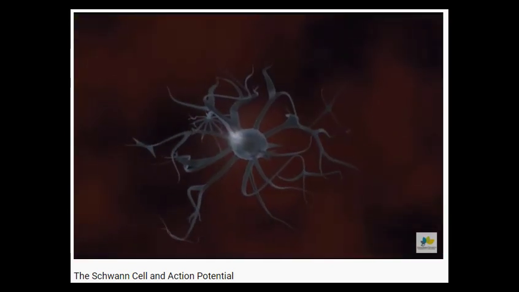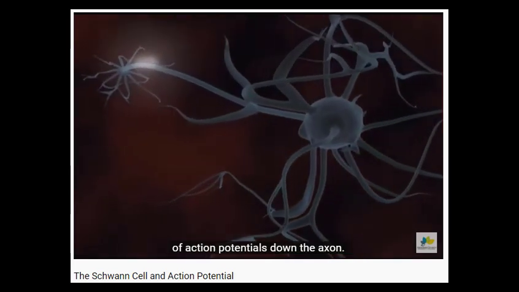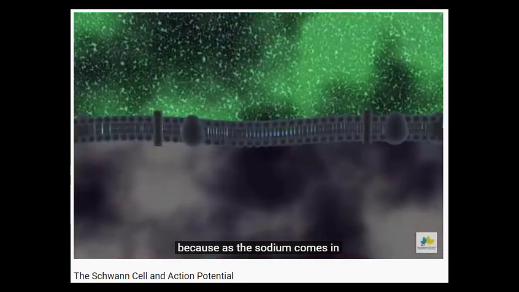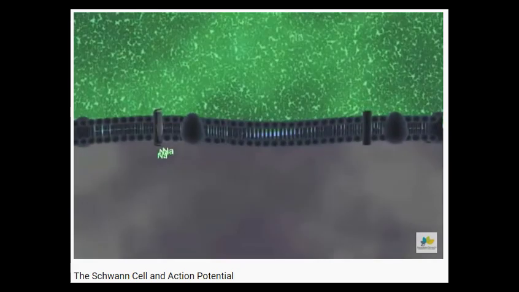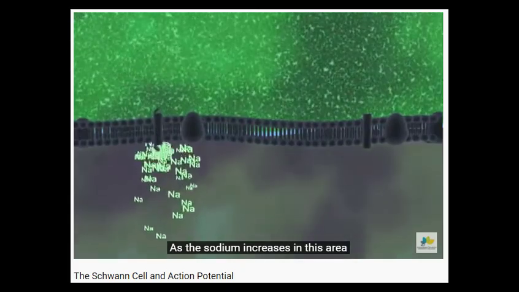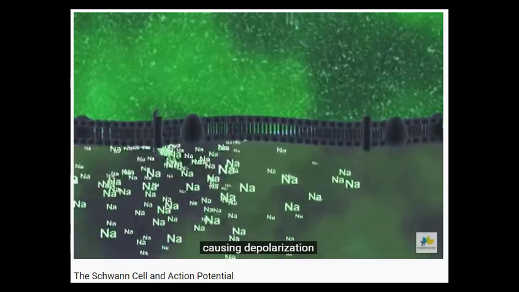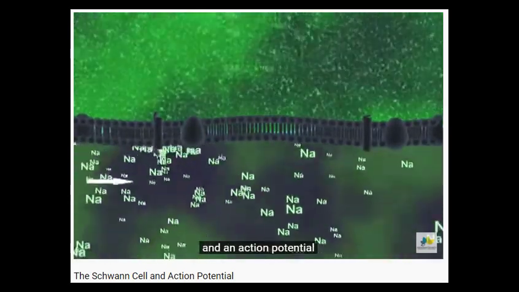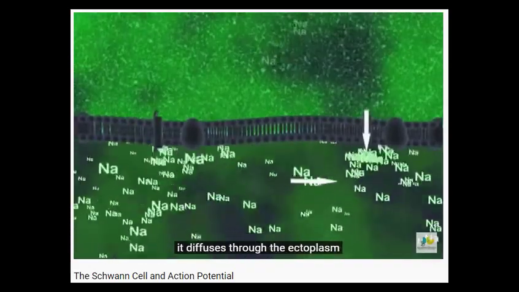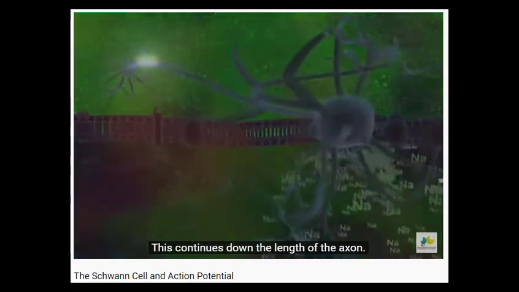First, we will look at the propagation of the action potential in the unmyelinated axon. Propagation is the repeating of action potentials down the axon. The action potential is repeated because as the sodium comes in, it diffuses to adjacent areas within the axon. As the sodium increases in this area, threshold is reached. Sodium gates open wide, sodium rushes in, causing depolarization and an action potential. As the sodium enters this area, it diffuses through the axoplasm and another action potential is created. This continues down the length of the axon.